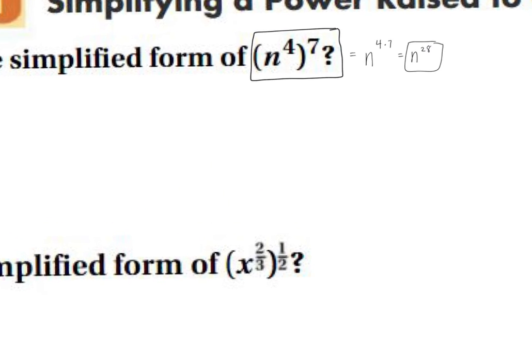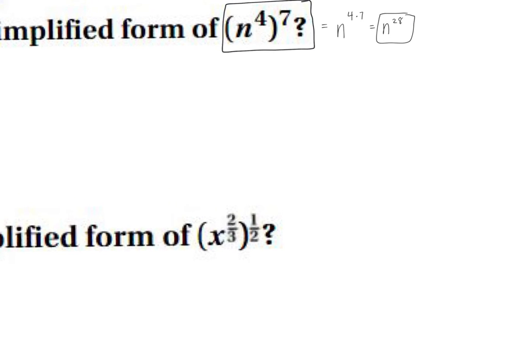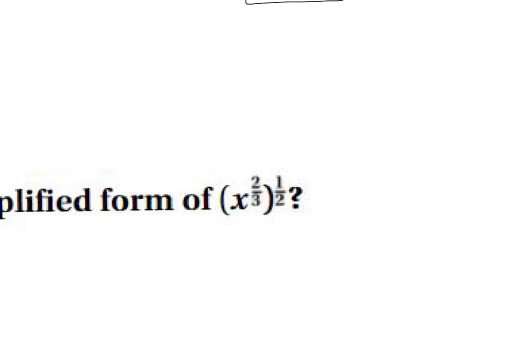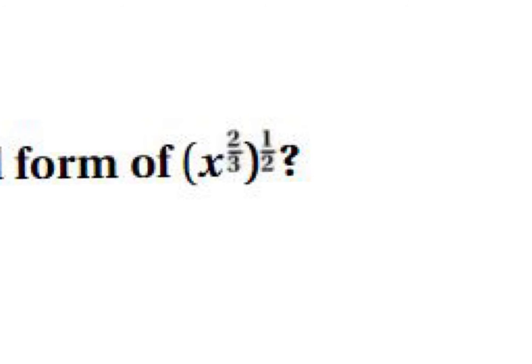If you already got that one copied down, start copying down the next one. X to the 2/3 raised to the 1/2. Make the denominator the same? We make the denominator the same when we add them, right? Now we're multiplying them, so it's going to be a little bit different. So we'll do this one together, but then you guys get to try the next one on your own, okay? X to the 2/3 raised to the 1/2.